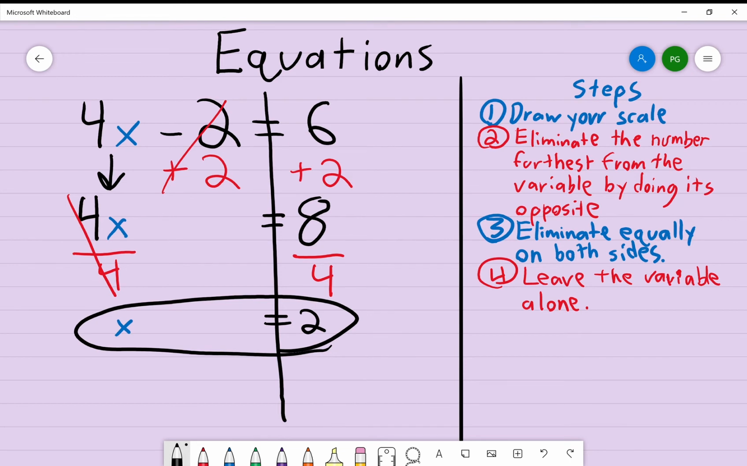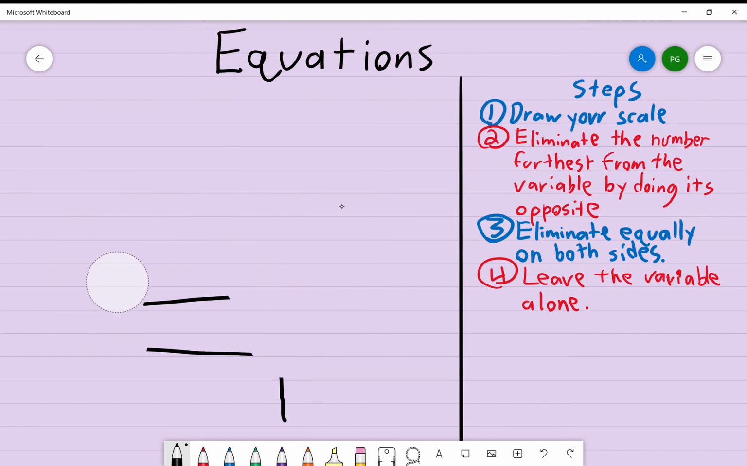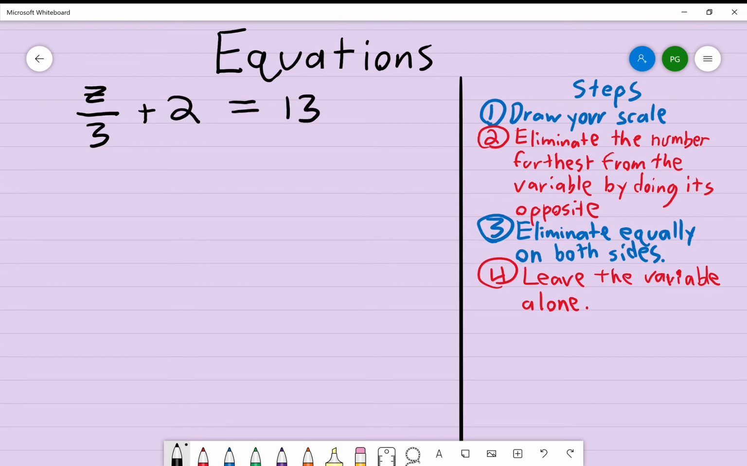Now, let's move on to a different type of equation that I haven't taught you before. Okay? You still use the same steps. You always use the same steps. That's the really nice thing about math. Nothing ever changes. You always do things the exact same way. Okay, so let's say I tell you z divided by 3 plus 2 equals 13. Oh no, Mr. Pearson, this is weird. This is different. No, there's no way we can do this. You have your steps. Follow them.